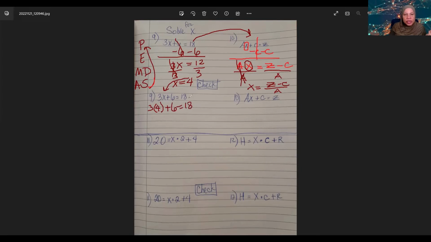And we want to check and see if it's right. 3 times 4 is 12. 12 plus 6 equals 18. Okay, 18 is equal to 18. Therefore, the answer is correct.